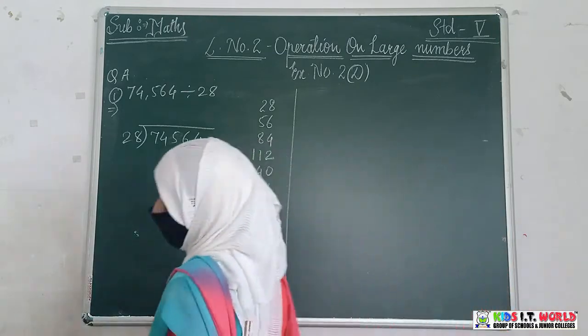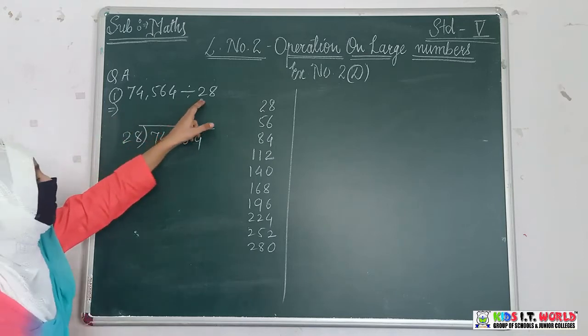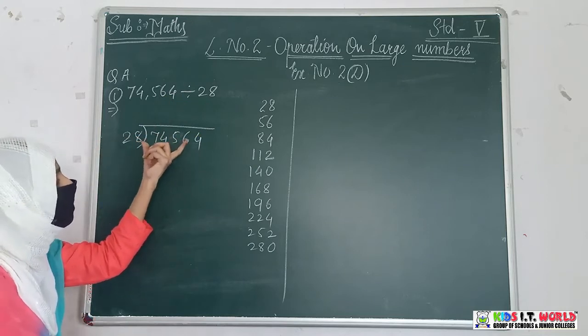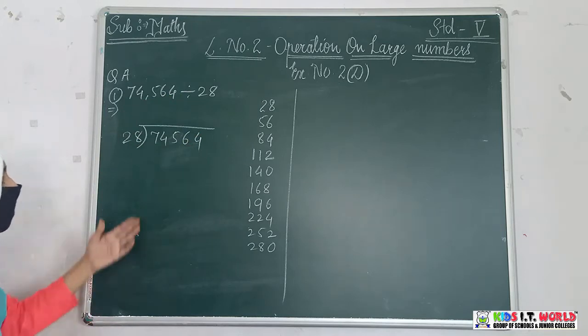Exercise number 40. Here the first example is you have to divide 74,564 by 28. They have given you a question in this form. You have to put the divisor on the divisor's place, the dividend on the dividend's place. Now you have to find the quotient and remainder by solving this.